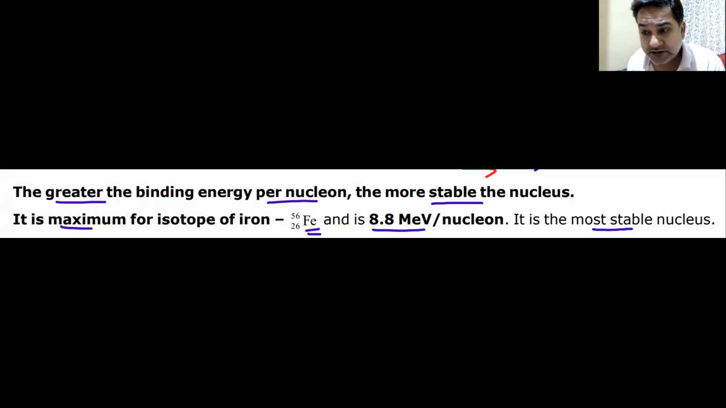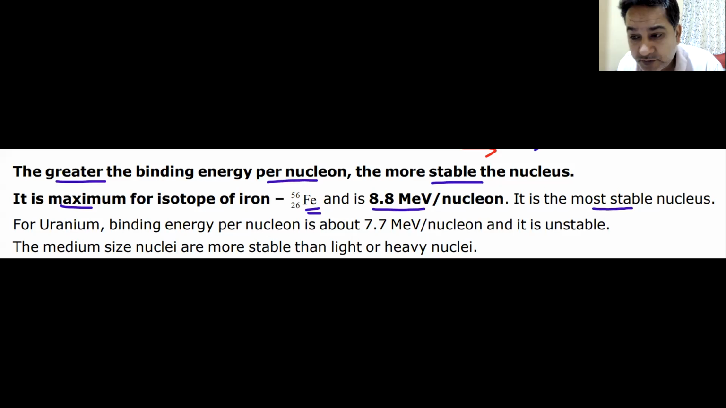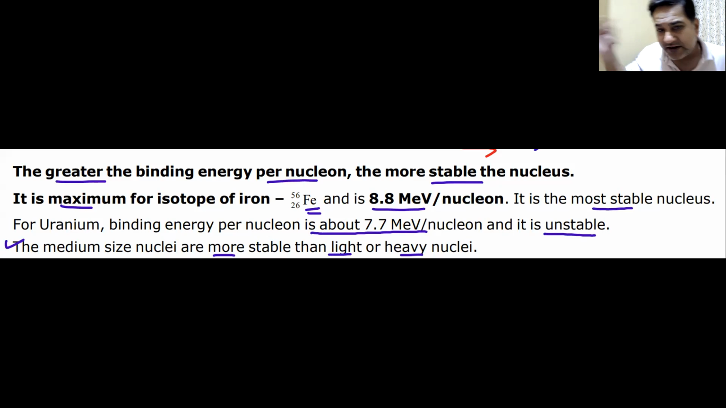Again, these are information, and there could be a straightforward question coming from this information. For uranium 235, 238, the binding energy per nucleon is around 7.7, and therefore it is not stable. Therefore, it is unstable. Do we understand this? Yes, sir. Then the medium-sized nuclei, which are in the middle, around iron, are more stable than the lighter ones or the heavier ones. Whosoever is near to that iron point, they are the more stable ones. On the left hand side, again unstable. On the right hand side, again unstable. Simple things that you have to remember about this table.